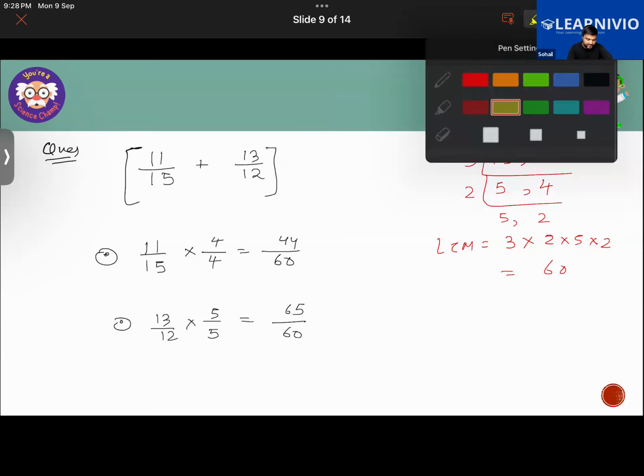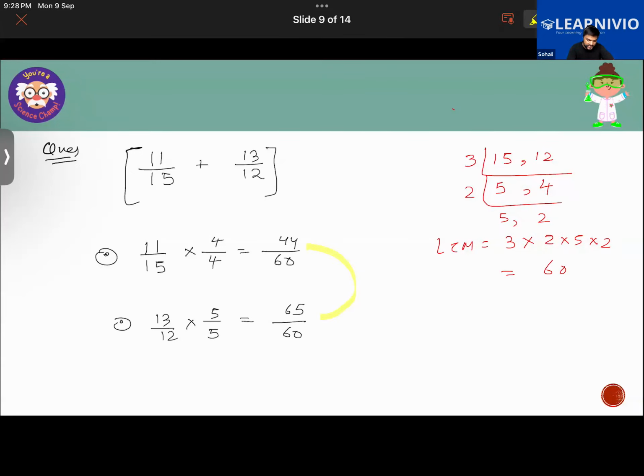Now they are like fractions. Now this fraction and this fraction, they are now like fractions. So now it becomes really simple from here. From here on, you have to simply add the numerators. Yes, Sumaya? You have to add the numerators. Do it.